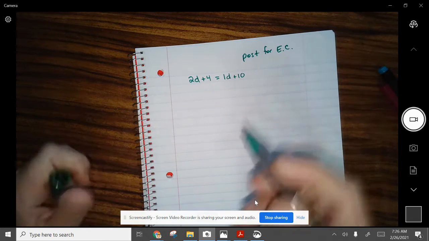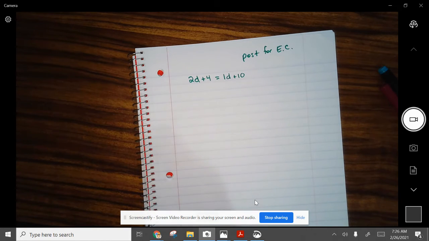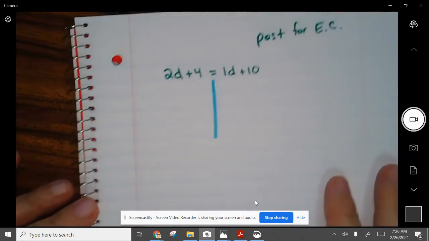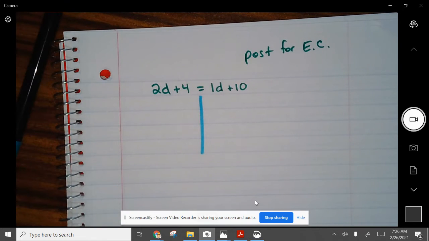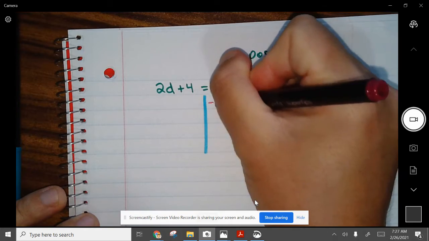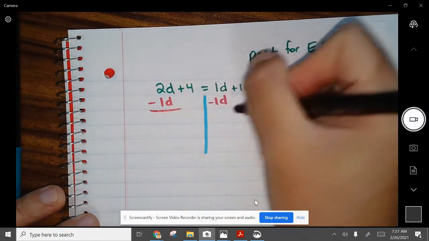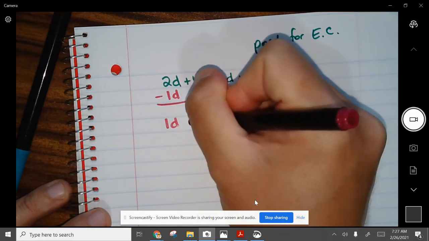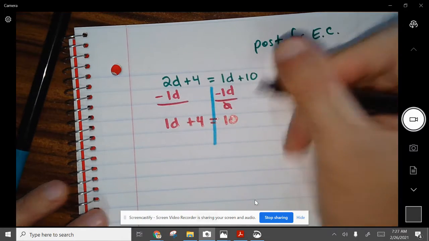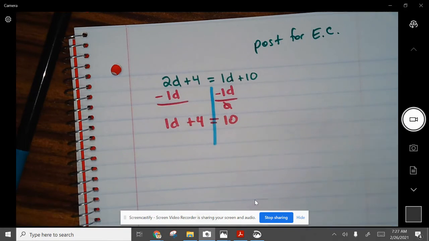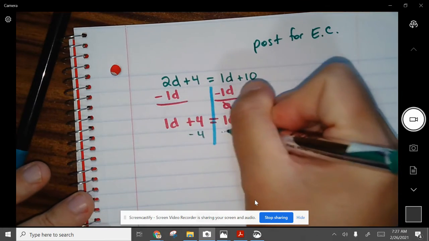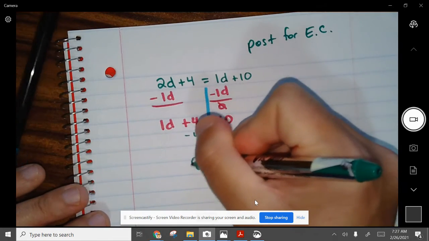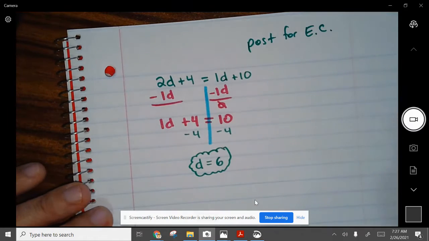Again, we can post for extra credit. So, if we're going to solve this one, I'm going to go ahead and subtract letters to the left. All right. That's going to end up being 1 day. 2 minus 1 is 1. Plus 4 equals 10. And then my last step would be to subtract 4. So 1 day, I don't need to put the 1 there anymore. So my days actually equal 6.